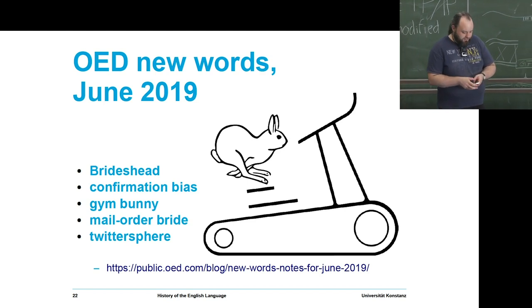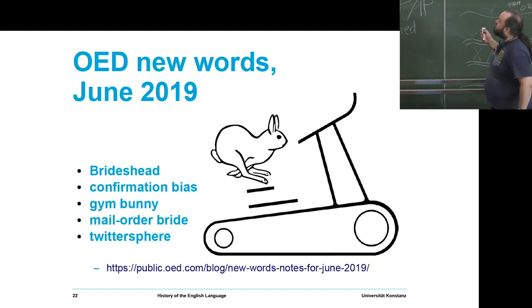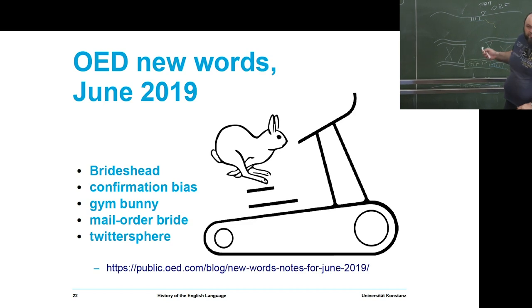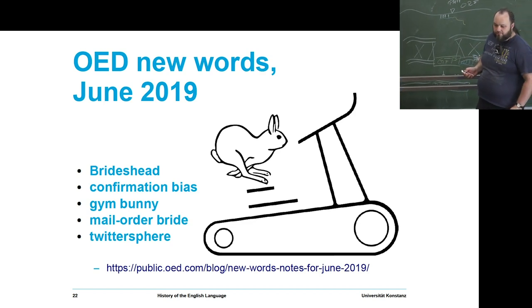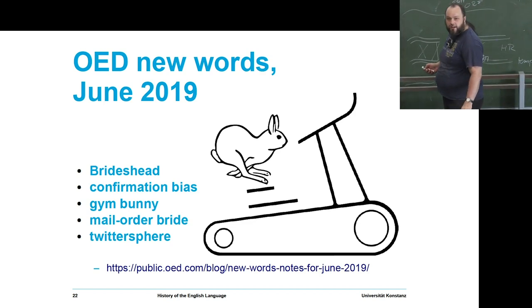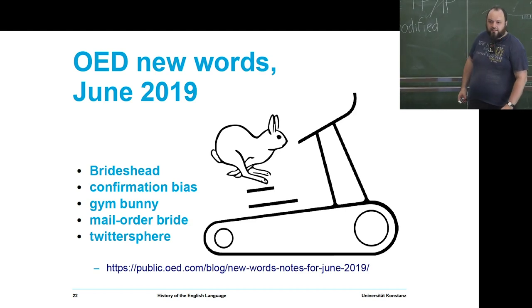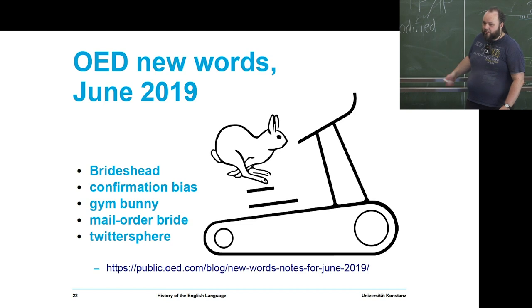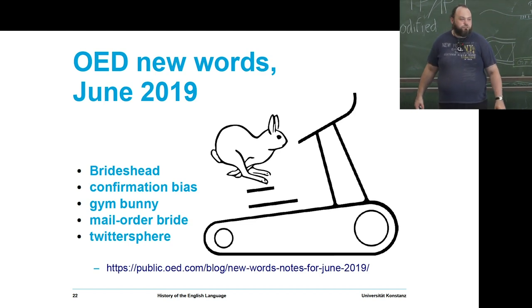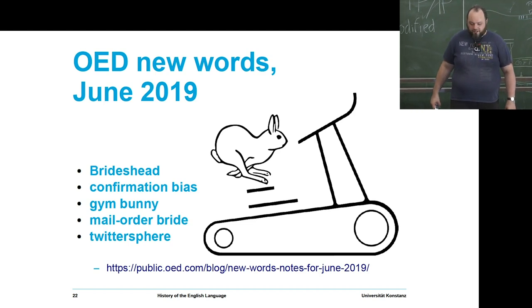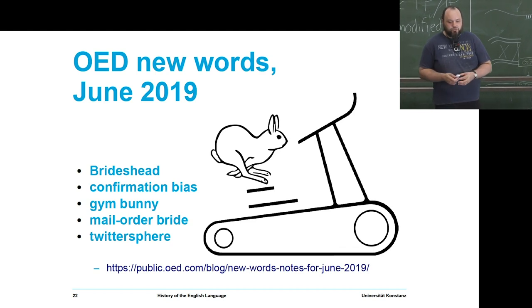Gym bunny, I've given you a literal illustration of this. But a gym bunny is just someone who likes to spend a lot of time in the gym, right? Not an actual rabbit. Be careful with that. A mail order bride is exactly what it says, right? You mail order a bride. And the Twittersphere is people on Twitter.